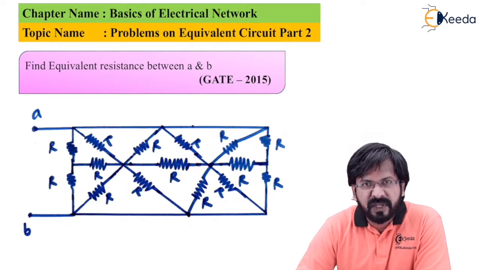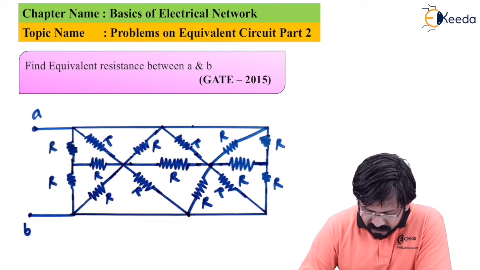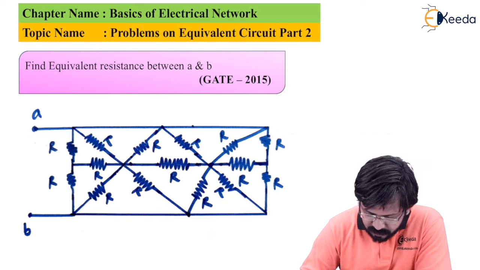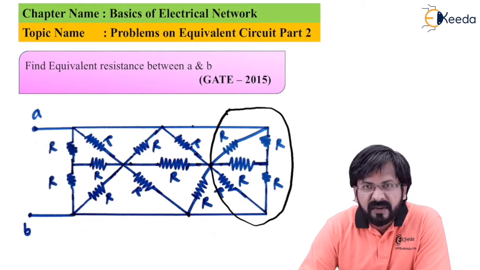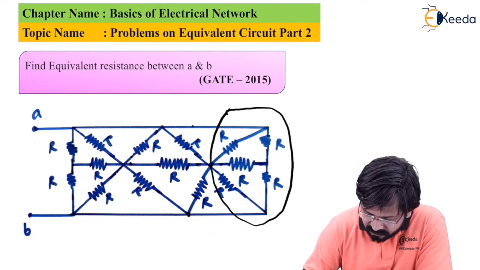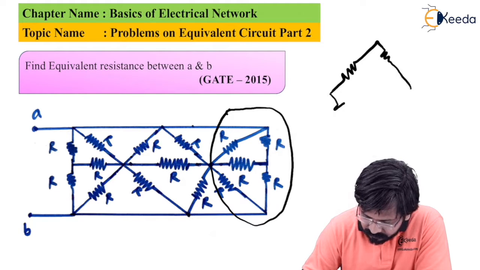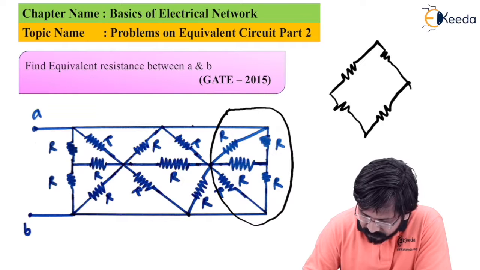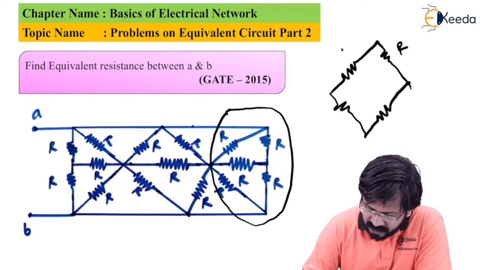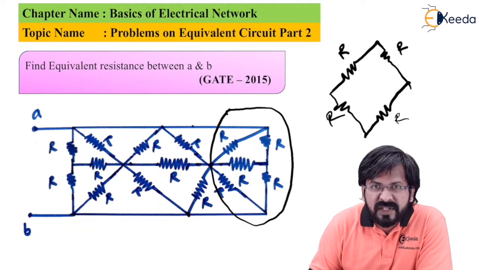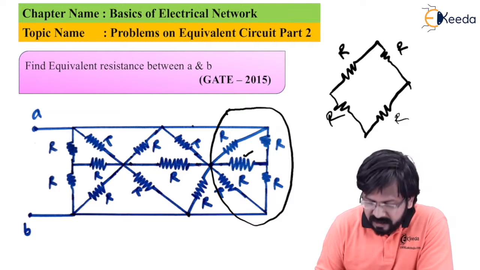If you see this circuit carefully, you can see that there are multiple bridges formed by resistor elements. For example, if you see this part carefully, a bridge is formed having elements the way I'm drawing. Every element has the same value, which is R. And as you can see, there is one more resistor which I'm pointing out right now, which is connected here.